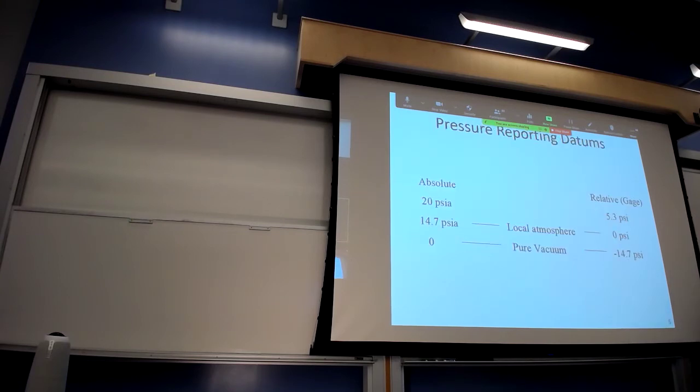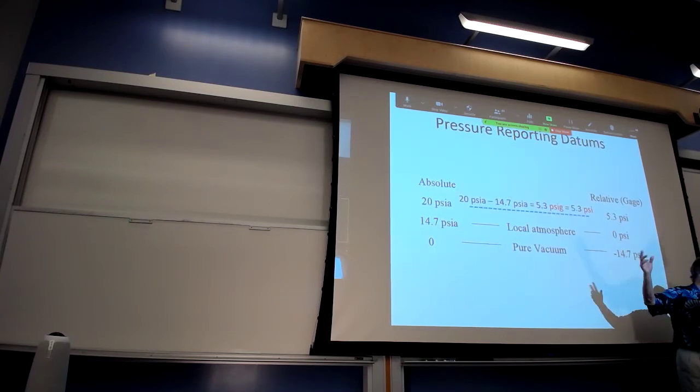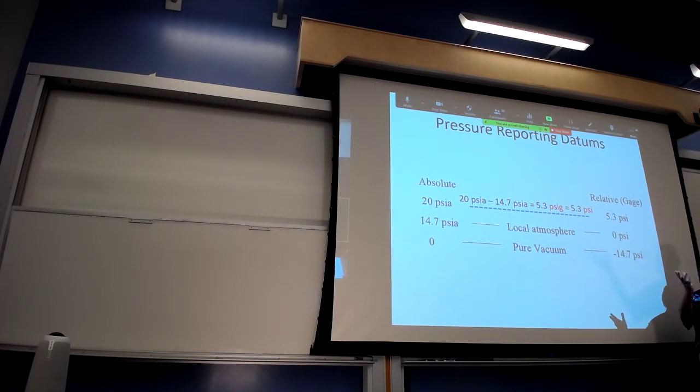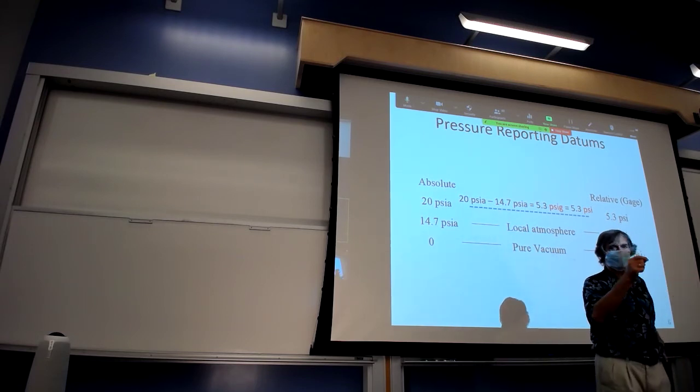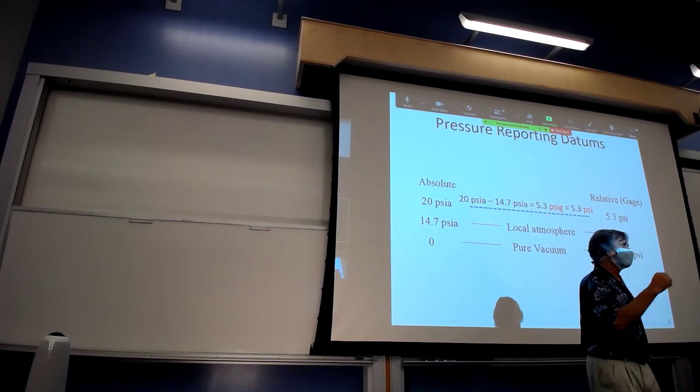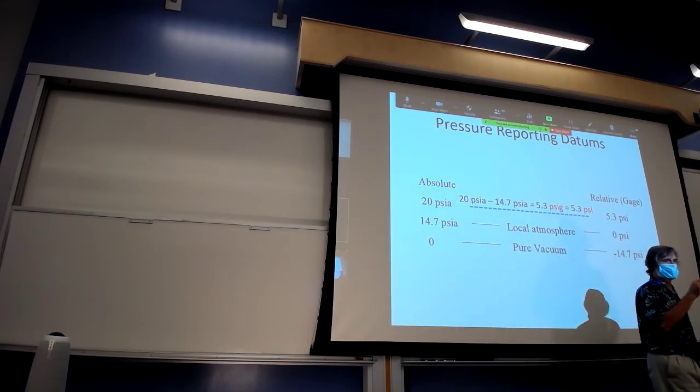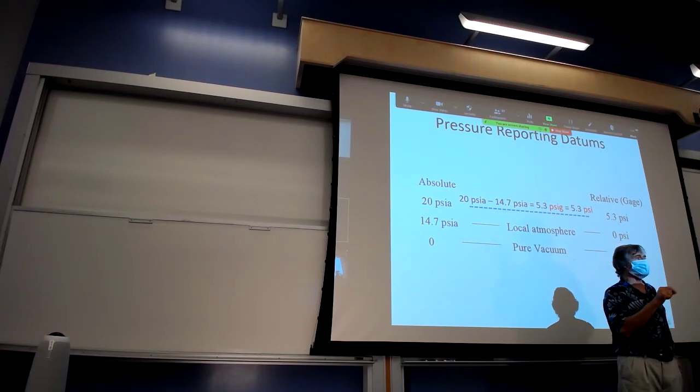So if we put that into a slide, again, we can have on the left-hand side an absolute pressure measurement datum, and on the right-hand side, a local or a relative or what's known as gauge pressure. When you go to the service station and fill up your tires, you're using a local pressure measurement datum. It's based on 0. And when you inflate your tires to 30 psi, that's 30 pounds per square inch above the local atmospheric pressure, which is set to 0 in that datum.